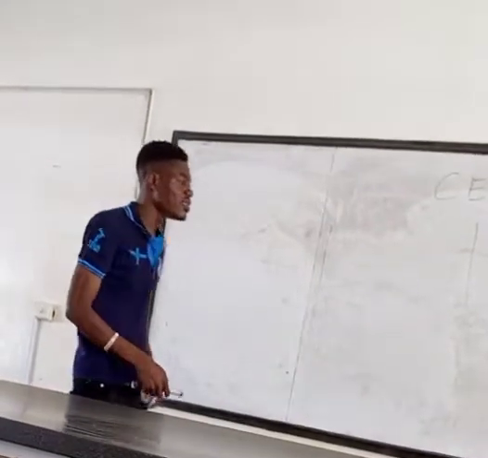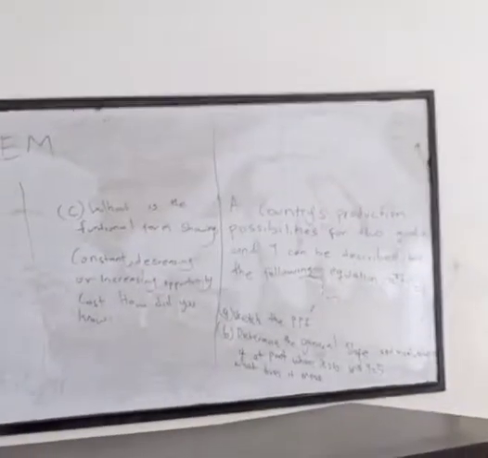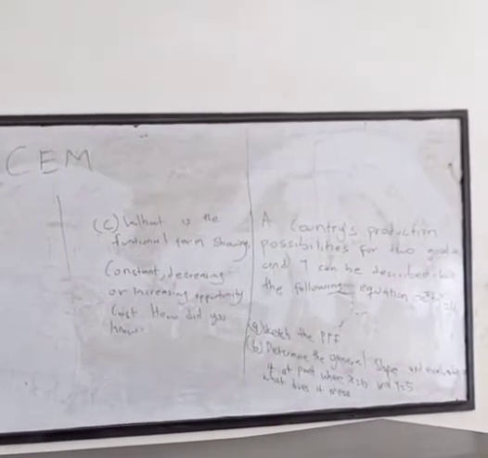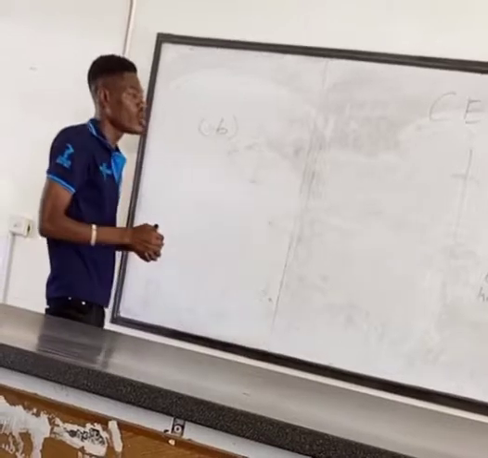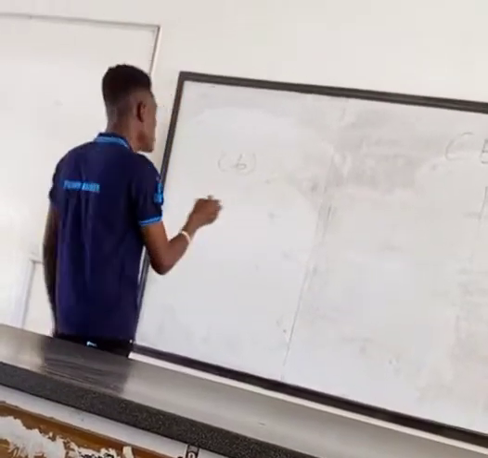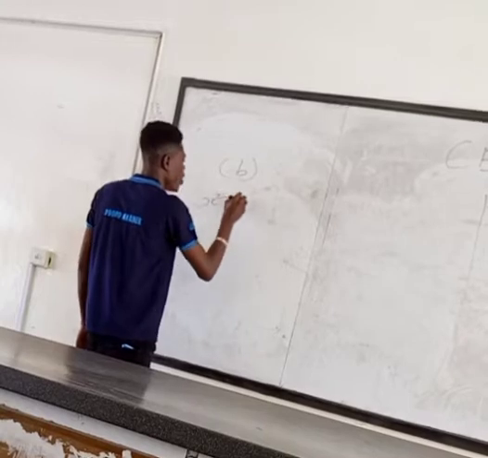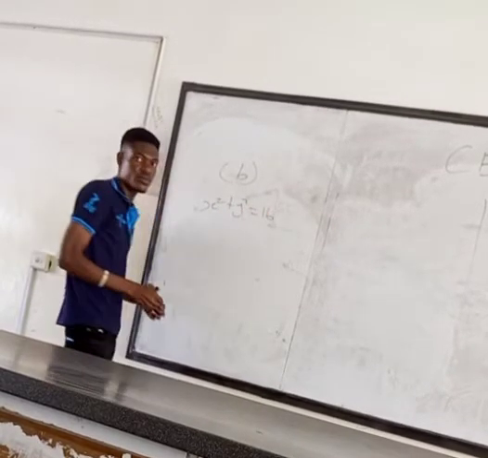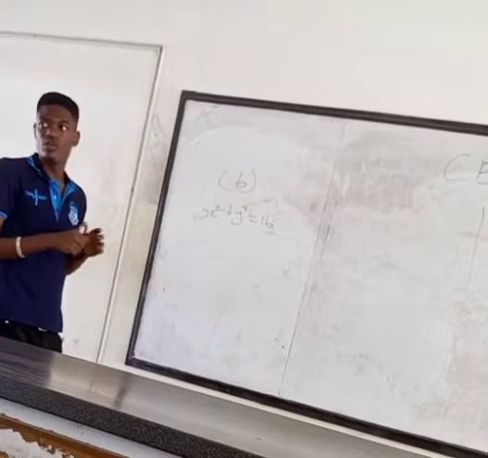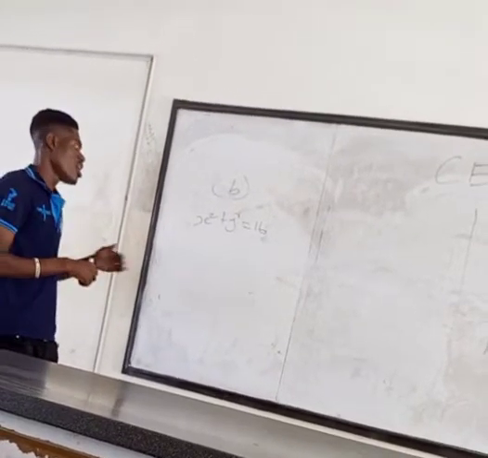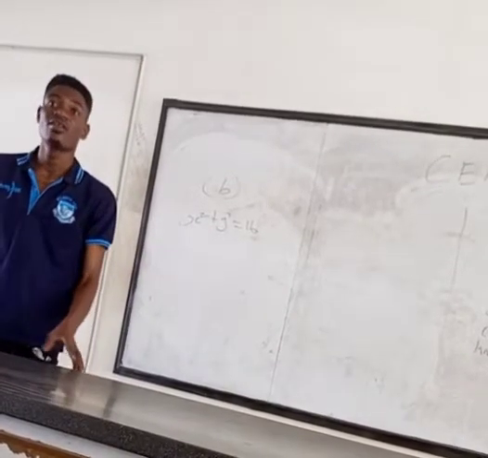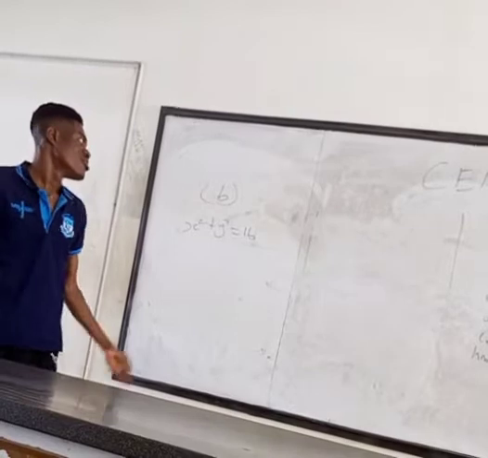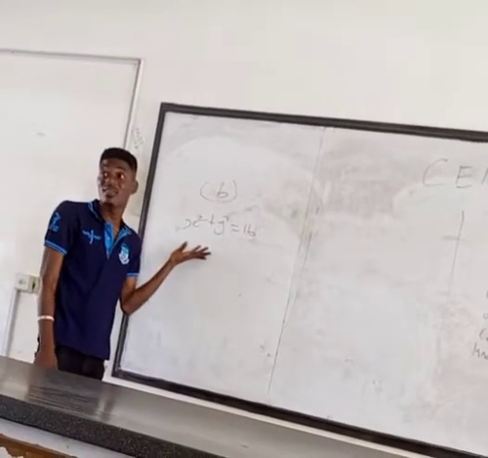So the B part says determine the general slope and evaluate it at the point where x is equal to 10 and y is equal to... Find the slope. And you know slope is the same as what? Gradient, right? So we are supposed to find the gradient.